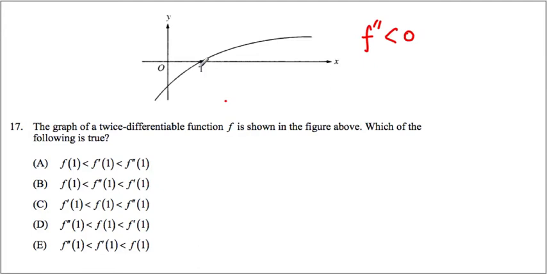While f of 1 is in fact equal to 0 here, f prime, since it's an increasing function, has to be greater than 0. That means f prime is the biggest, and f double prime is the smallest, which is choice D. That becomes our answer, therefore.